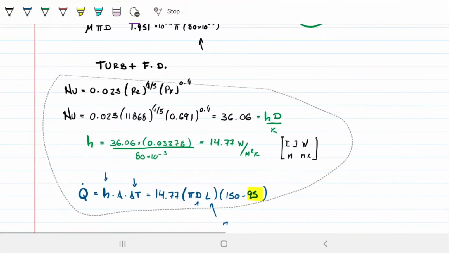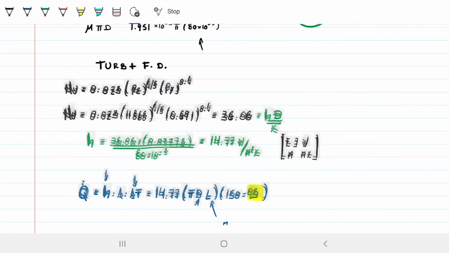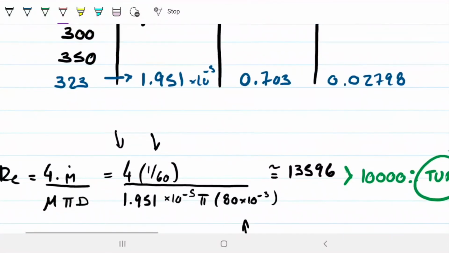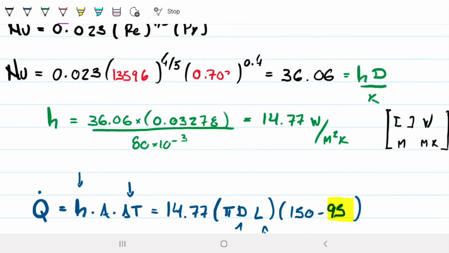So then this guy needs to change. Let me leave this in red. So this is going to be now 13,596. This guy is going to change too because now this is 0.703. Then that means that this value changes, and this becomes, I got 40.47988. So let's go ahead and approximate that to 40.5.